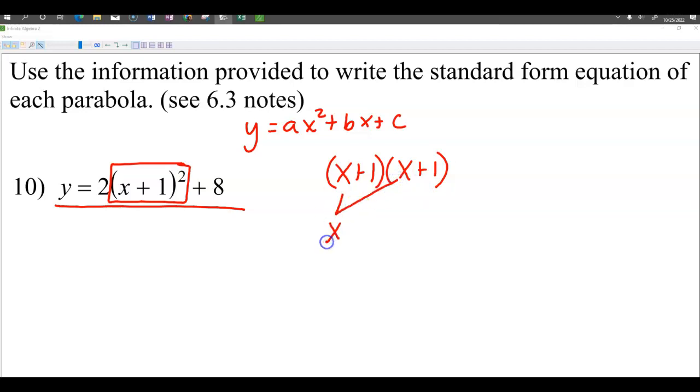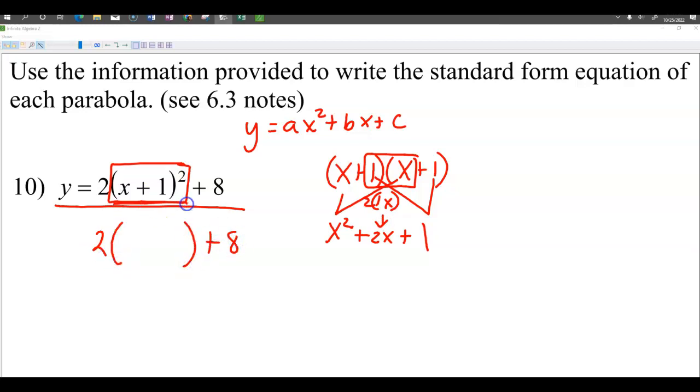X times x is x squared. 1 times 1 is 1. 1 times x is 1x, but we're going to double that to get the middle number. And so it turns out to be x squared plus 2x plus 1. So we're going to bring down our 2 and our 8, and we're going to replace this x plus 1 squared with what we just got using the shortcut. The next thing that we're going to do is distribute.